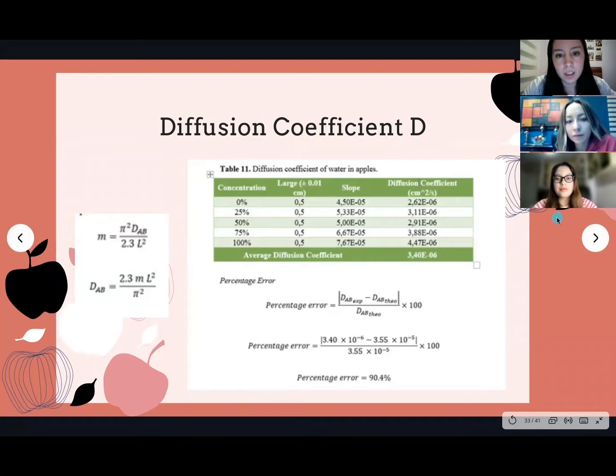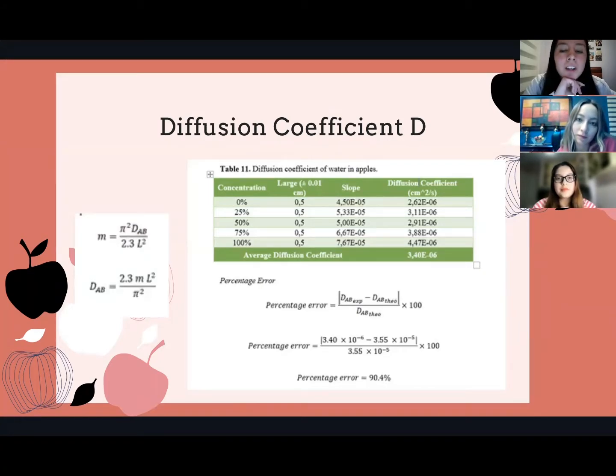So we can see that the average diffusion coefficient is equal to 3.40 times 10 to the minus 6. And comparing this to the literature, the theoretical value, which is 3.55 times 10 to the minus 5, we get the percentage error, and it is 90.4%, which is not very high for doing this at home, but it's pretty high for experimental errors, actually.